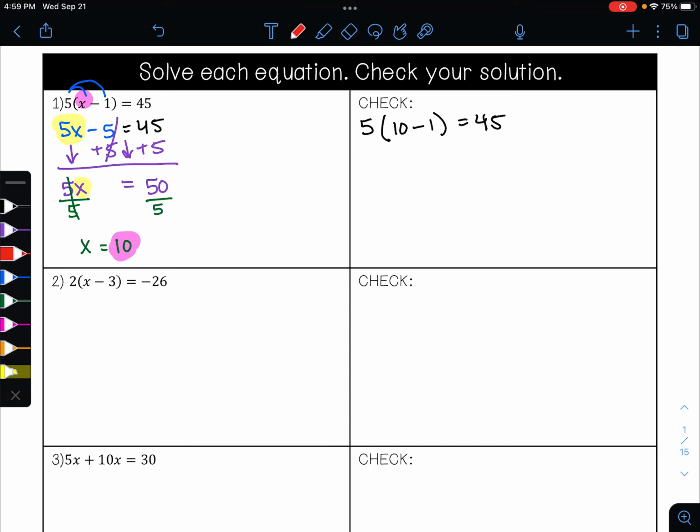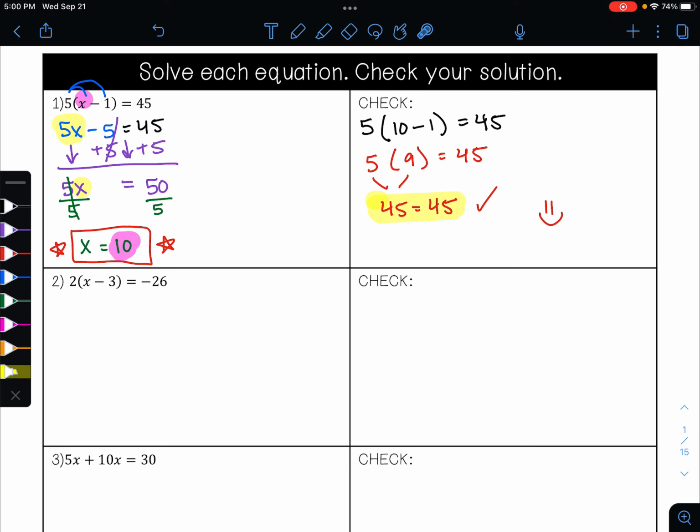From here, we're going to use the order of operations. Parentheses first. 10 minus 1 is 9. 5 times 9 is 45. Now we're checking to see if this is a true statement. Does 45 equal 45? It sure does. So we have done our work correctly. X equals 10 is our solution, meaning that this is our answer right here.